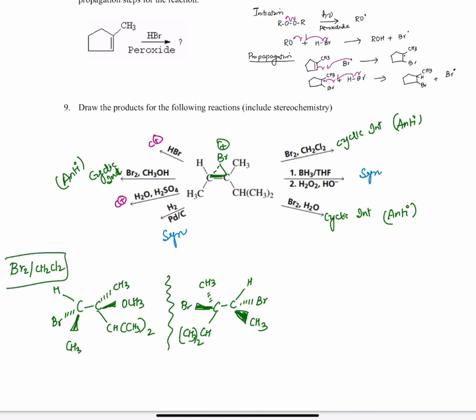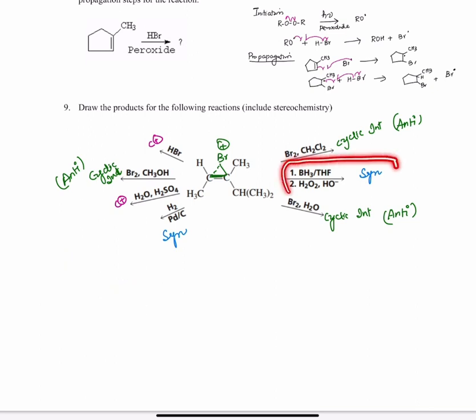So for all of these reactions, bromine with CH2Cl2, bromine with water, and bromine with CH3OH, you get the same products with the same stereochemistry, but the nucleophile that's coming in the second step is going to be different.